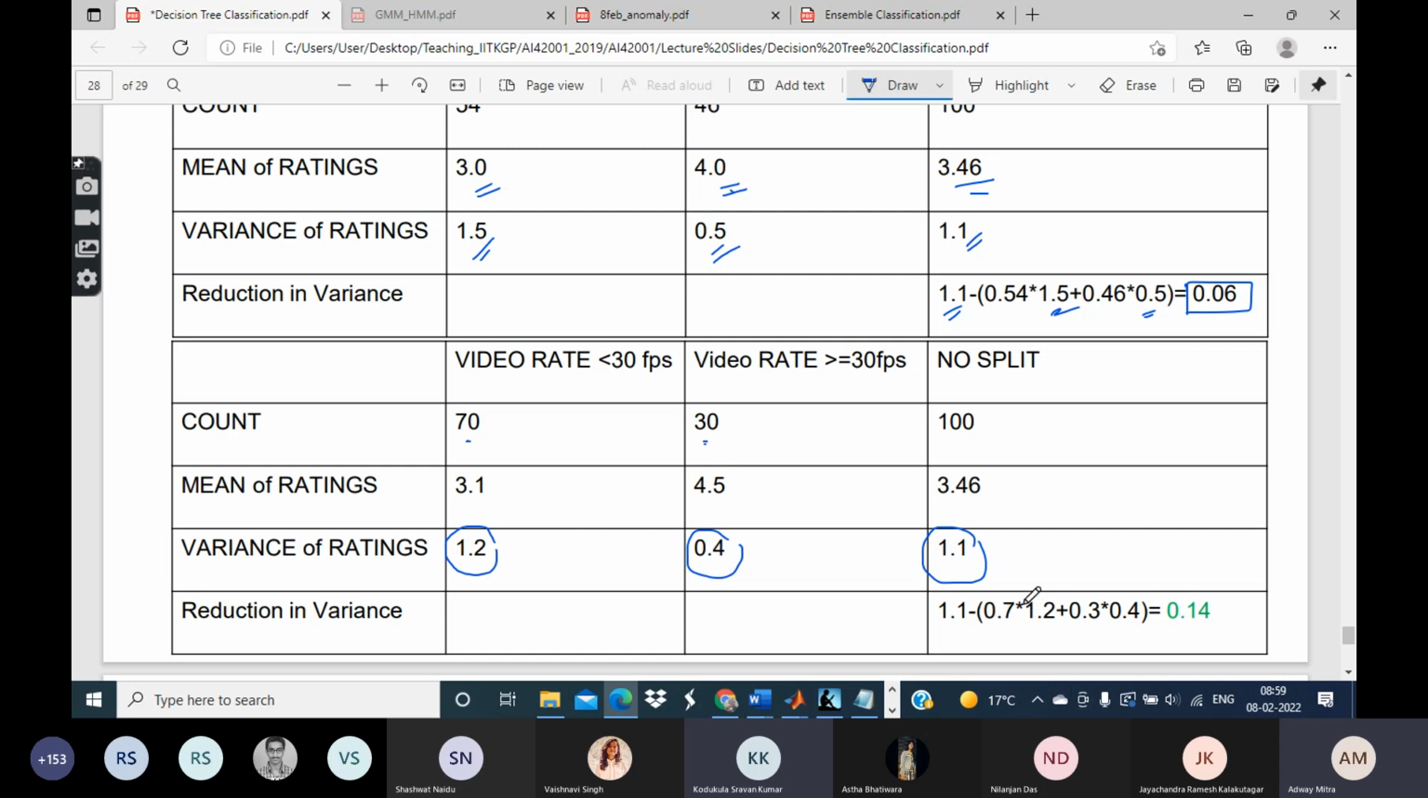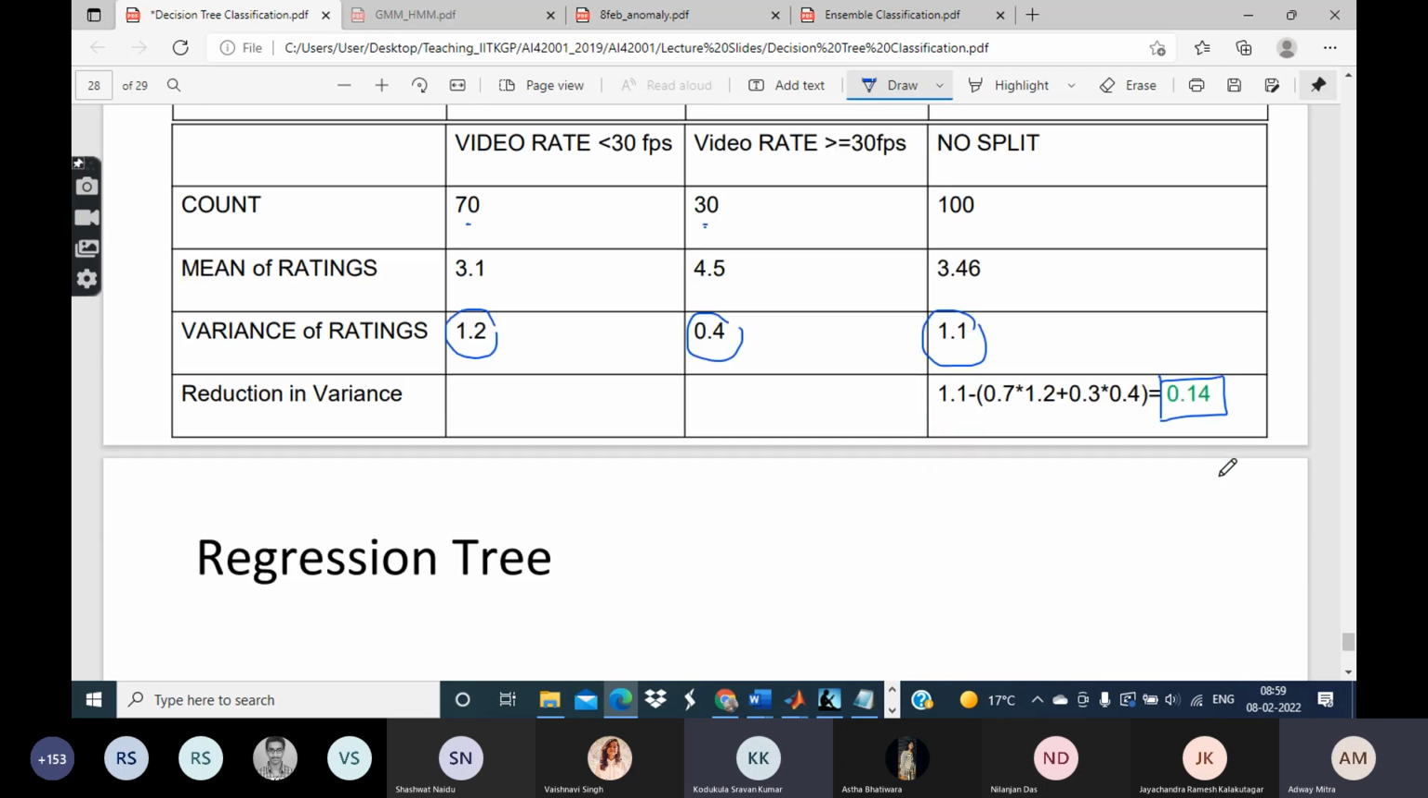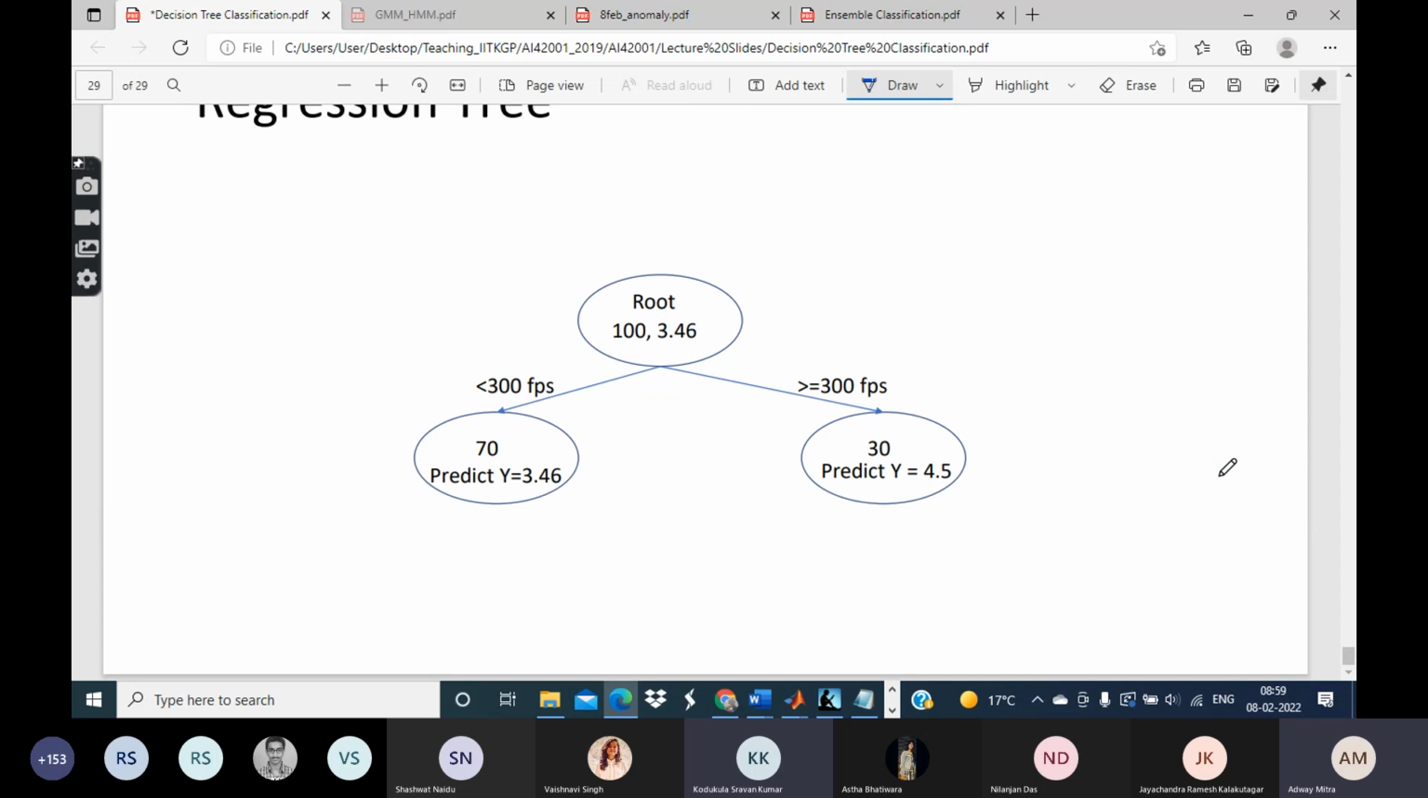But if all these factors are taken into account for the calculation of your reduction of variance, you will find that 0.14 is the reduction of variance, which is not a bad thing. It was originally 1.1, and the combined variance has come down to 0.887, which is a reasonably good reduction, right? So between these two features, clearly the second feature, namely frame rate, is giving you a bigger reduction of variance. So you will use that as the criterion for splitting.